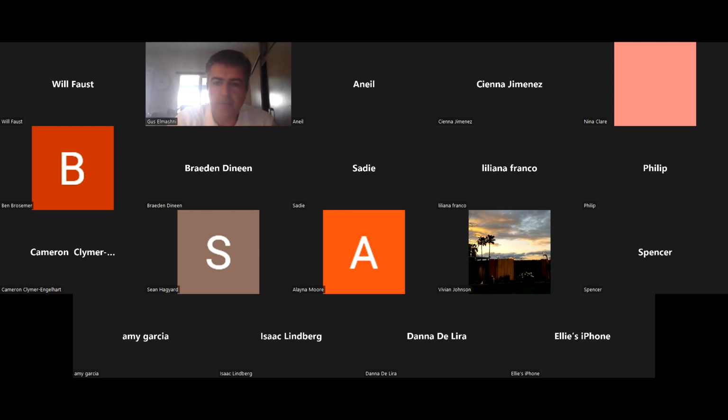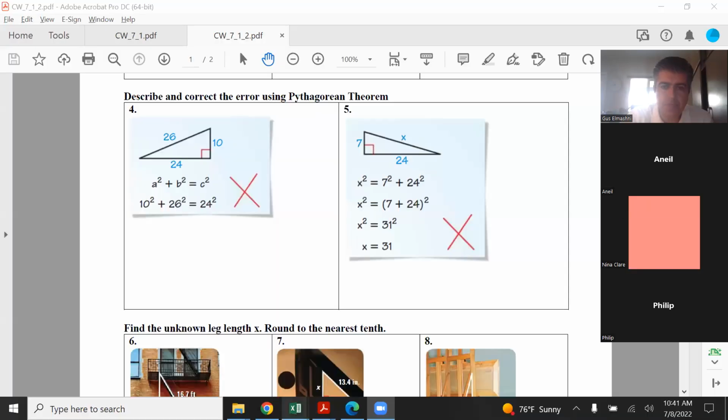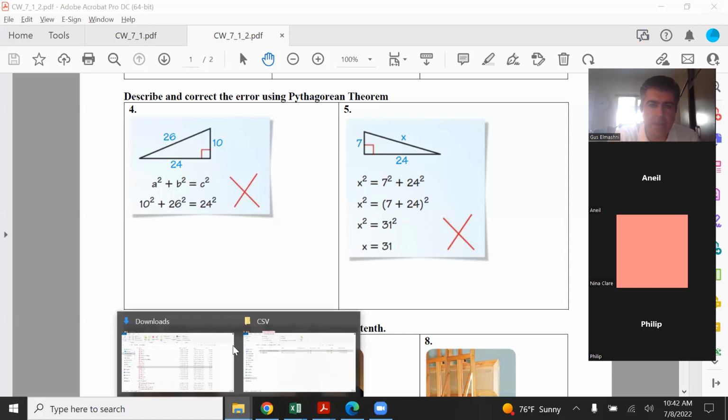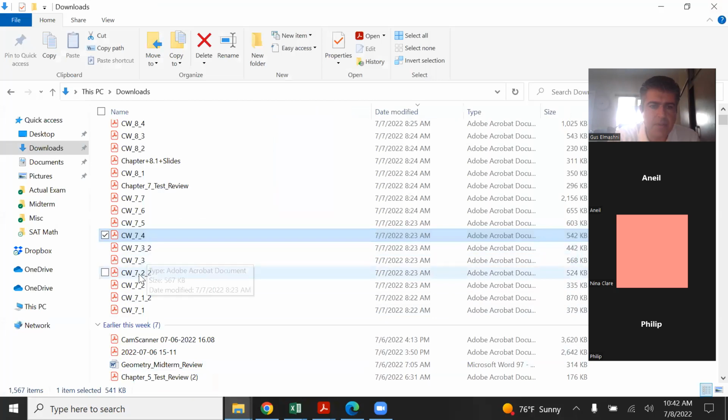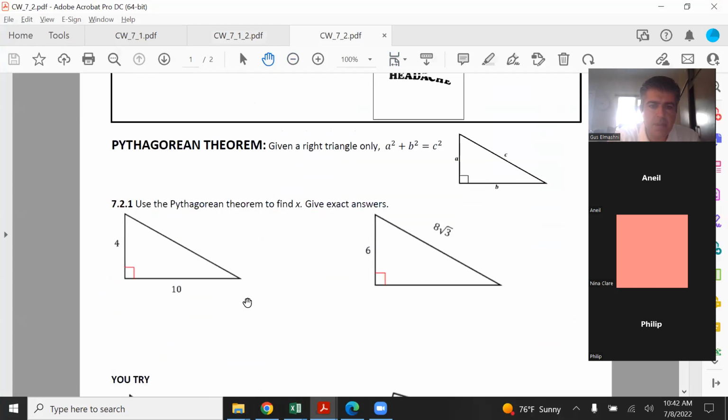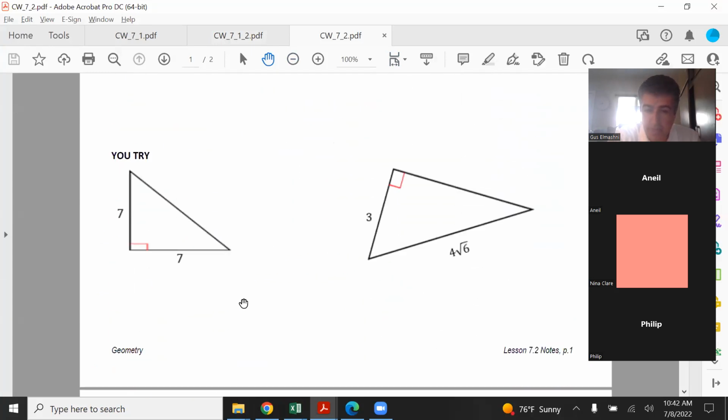Okay, so I share my screen. And let's start recording. Okay, here we go. So let me open up 7.2. Okay, this is going to be about simplifying radicals.